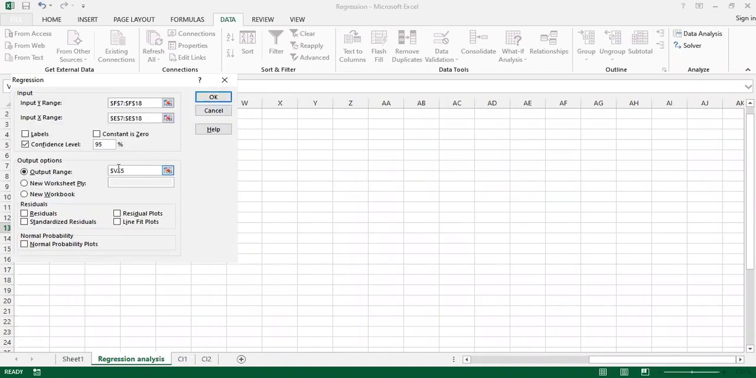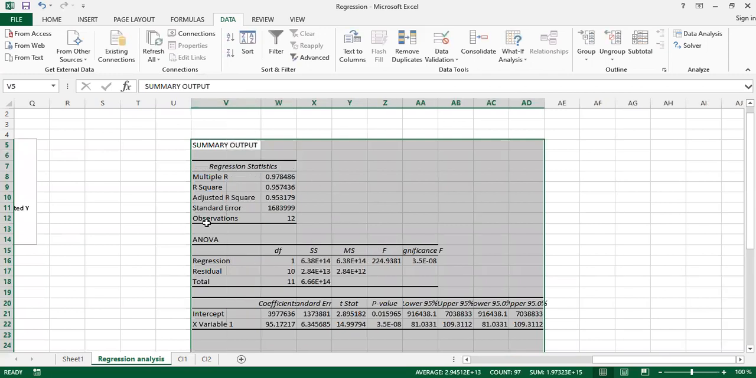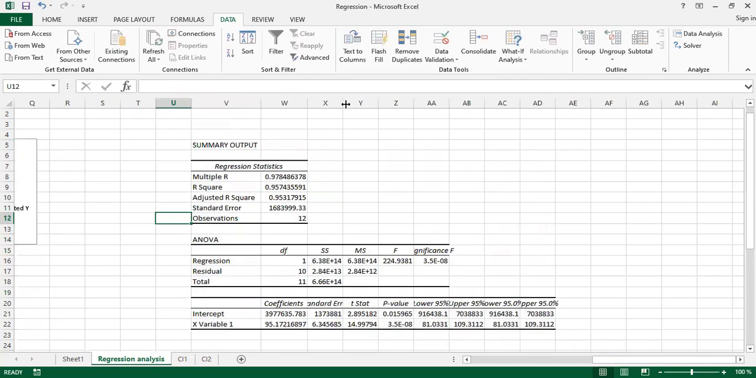We go back. It's not the residuals. You should make sure you tick this one, and also tick the line fit plot, which will bring the plot already drawn. So we click OK, and here we get our summary output. Here is where, if you don't have a background knowledge regarding management accounting, actually you can't.